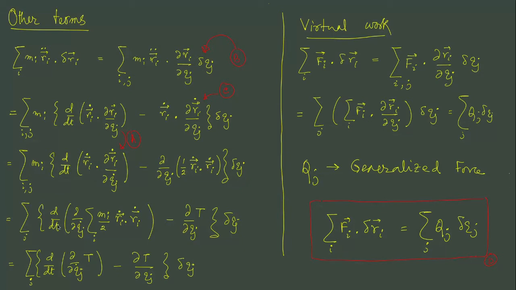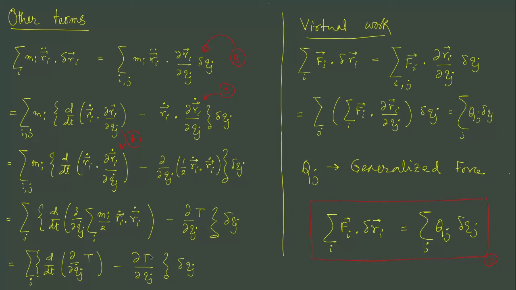Now, if we push mi inside and take the sum over i, then this is nothing but the kinetic energy. And we already also have a similar term here. Mi goes in, we take the summation over i, and we get the kinetic energy.